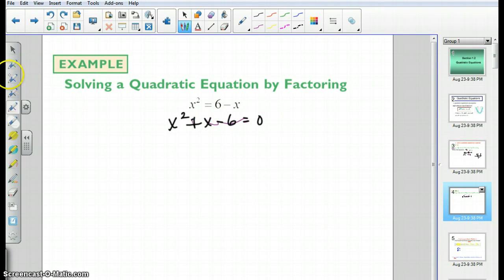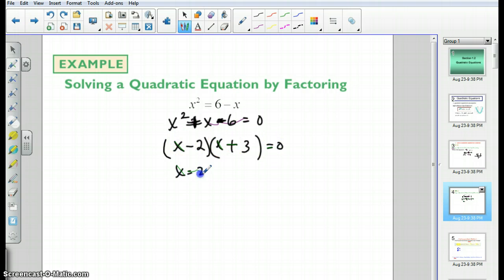The next thing I'd try to do is try to factor, finding factors of 6 that differ by 1. I think we're going to be using 2's and 3's. Signs are going to be different. That's what this says. The larger term is positive, so I'll put a plus here and a minus here, and then go ahead and set each factor equal to 0. So either x equals 2 or x equals negative 3.